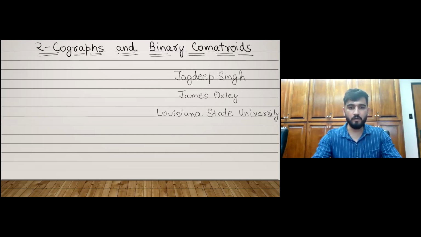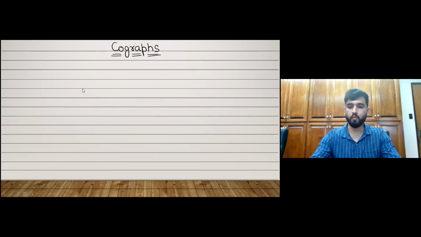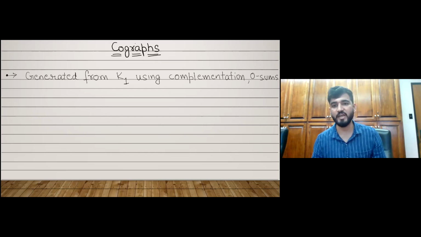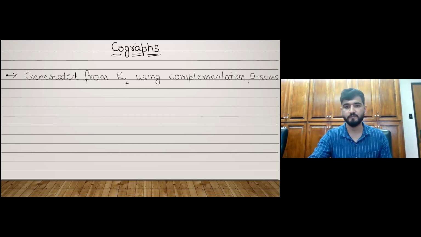Okay, so let's start with this well-known class of graphs called cographs. There are lots and lots of ways of describing cographs, and we'll start with the recursive one. They can be defined as the graphs which are generated from the single vertex graph K1 using the operations of complementation and zero sums.